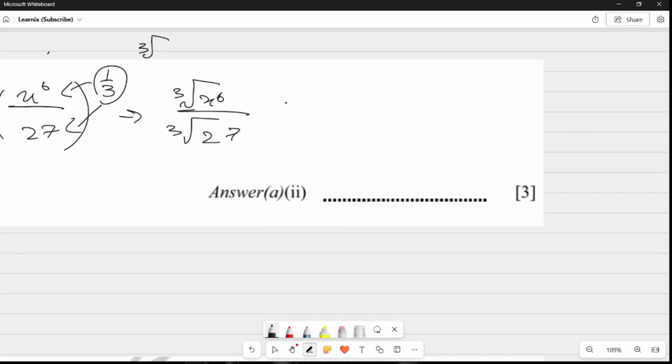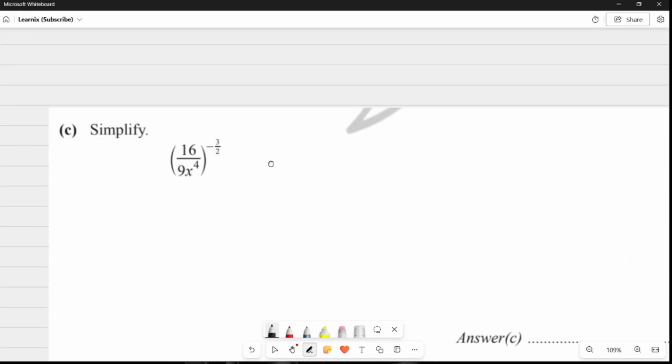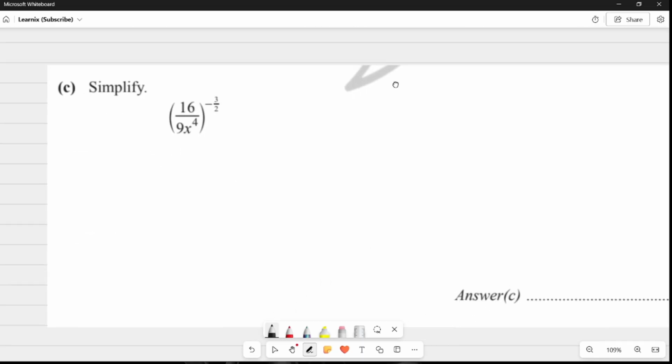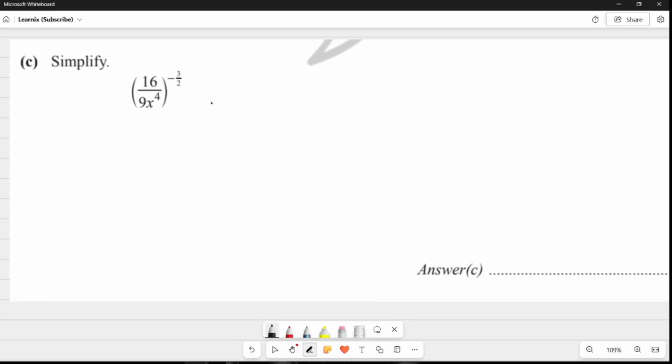So what is the cube root of x to the power of 6? We're going to divide 6 by 3, right? So we're going to have x squared over the cube root of 27. We did that earlier. That's 3. So our answer is x squared over 3, right? Okay, let's move on to another question. See, this was super easy, 3 marks, right? Hope you guys understood. If you did not, please leave me a message in the comment section below and I will be sure to respond.